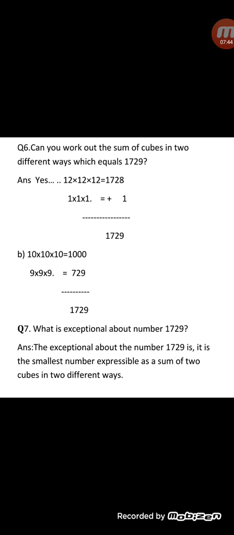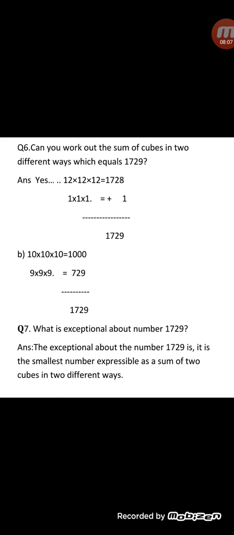Now another way, B, is: when you multiply 10 three times, you get 1000. And when you multiply 9 three times, you get 729. When you add up both, you get 1729. That is 1729. What is exceptional about the number 1729?